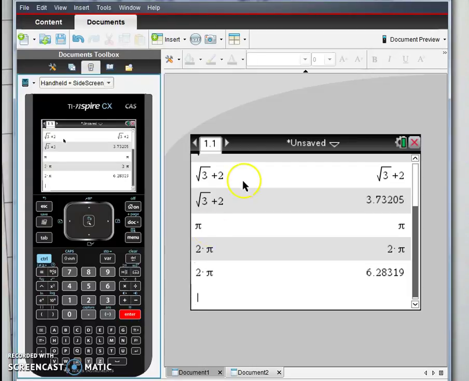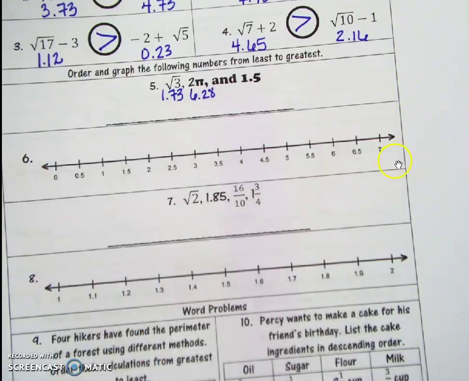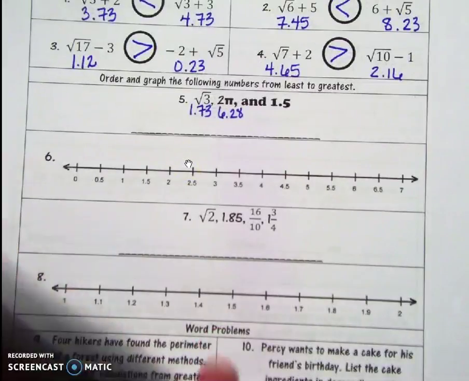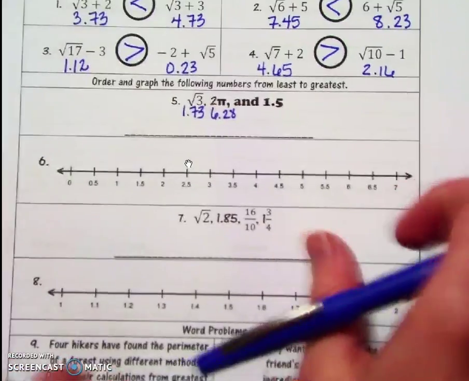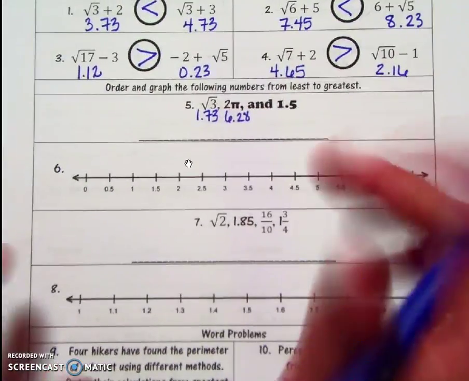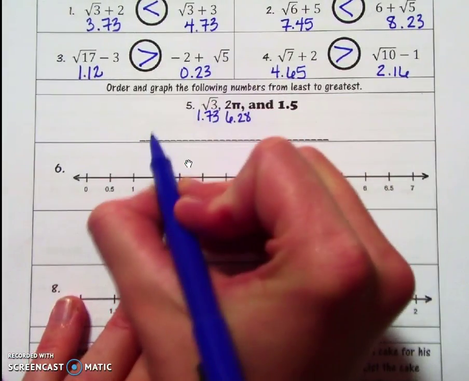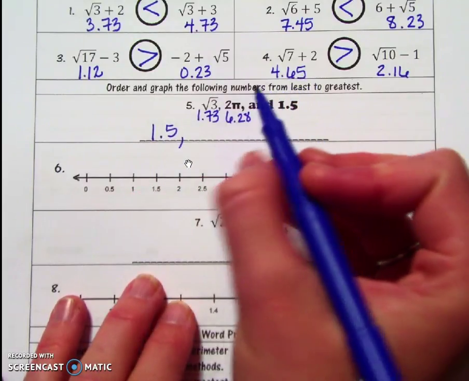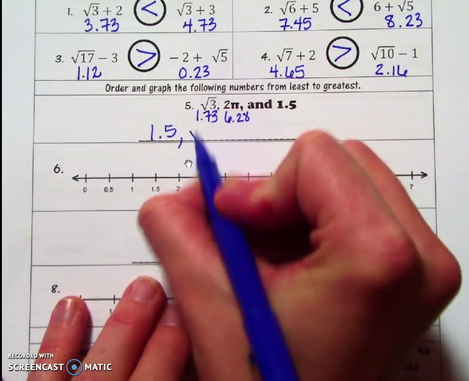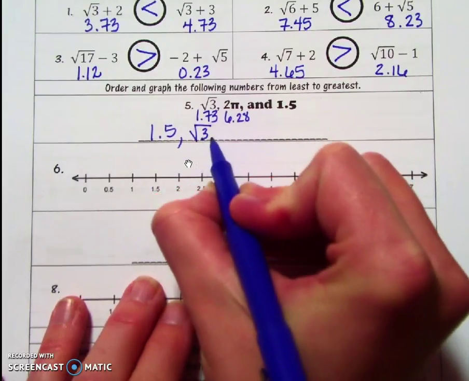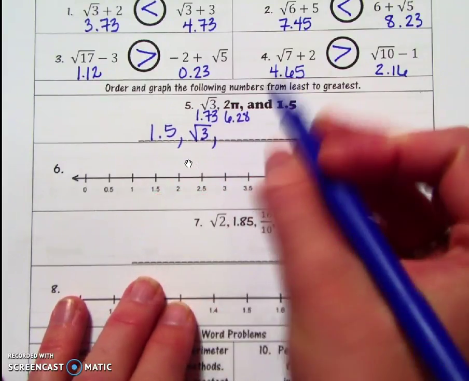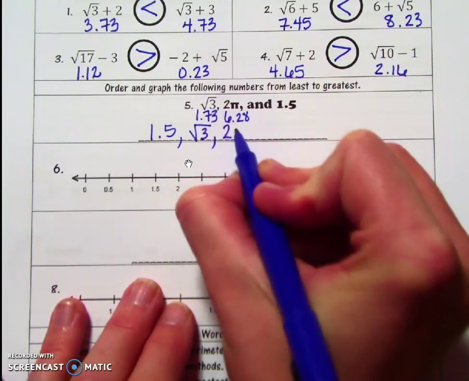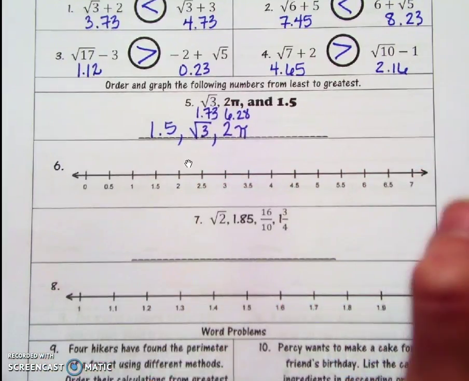All right, so least to greatest. Which one goes first? Least to greatest. So 1.5. Then what comes next? Okay, the square root of 3. Leave it in its original form. And then finally, what comes last? 2 pi. All right, we need to graph on a number line.